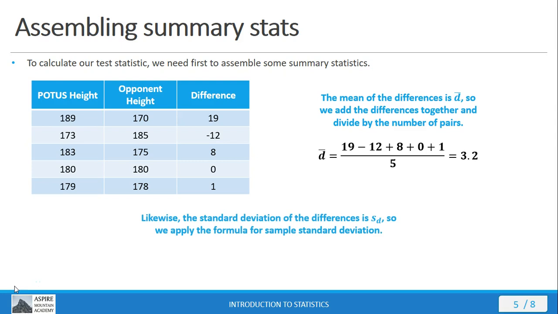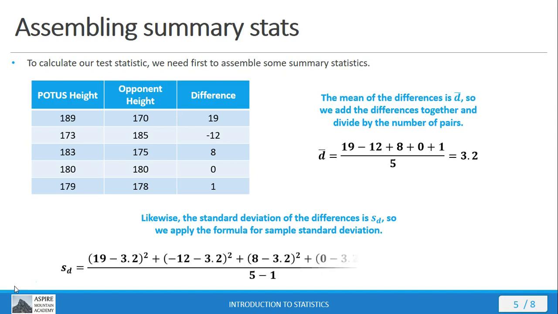Likewise, the standard deviation S sub d is the standard deviation of the differences. So again, apply the formula for standard deviation to those values there in the difference column, and we come out with 11.4. So now we have what we need to calculate our test statistic.